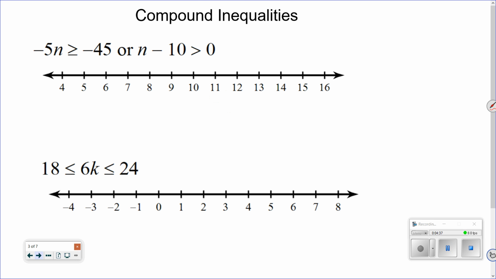We also did compound inequalities. Compound inequalities usually involve an "or" or an "and." A lot of times with an "and" problem, they're combined into one, like this one right here. When you have these, you just solve each one separately. So I'm going to start with this first one.